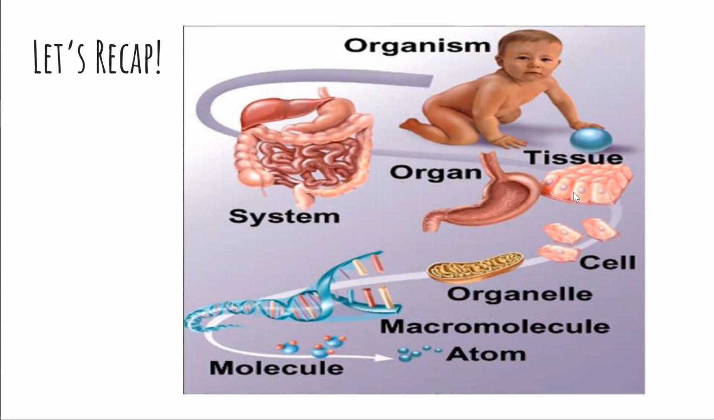So, let's do a little recap. In Unit 1, we talked about the macromolecules, those large molecules that make up our body. And the four major macromolecules that we needed were what? Carbs, lipids, proteins, and nucleic acids. We talked about what atoms made up those macromolecules, right? So carbon, hydrogen, oxygen, and even nitrogen and phosphorus.